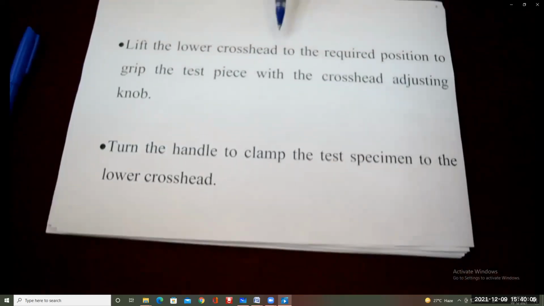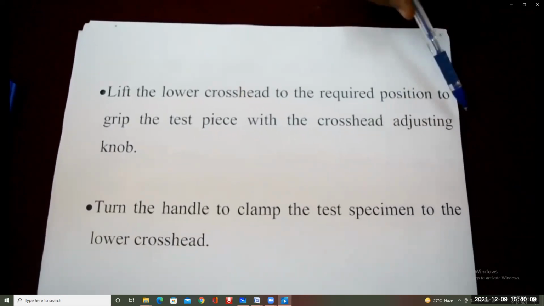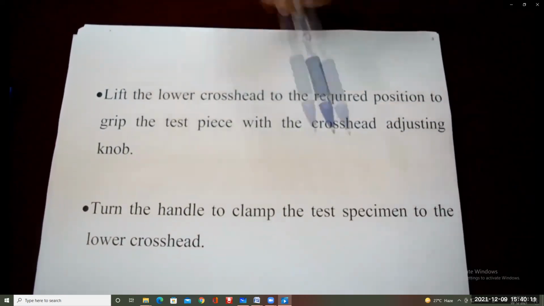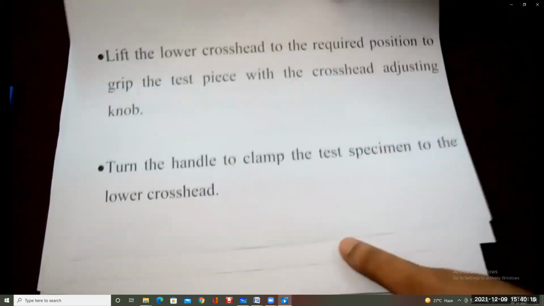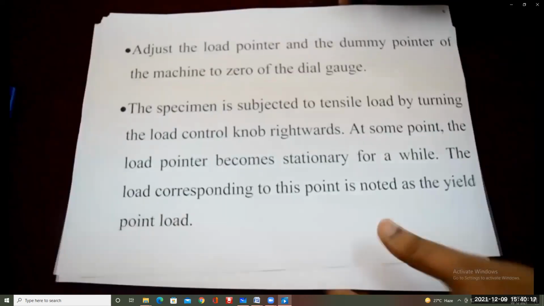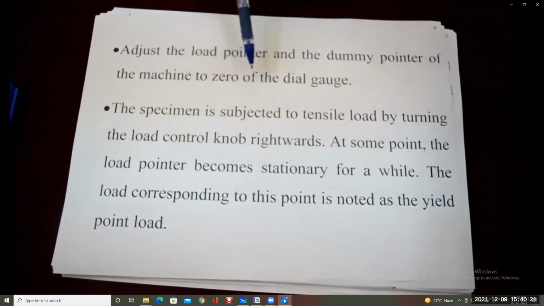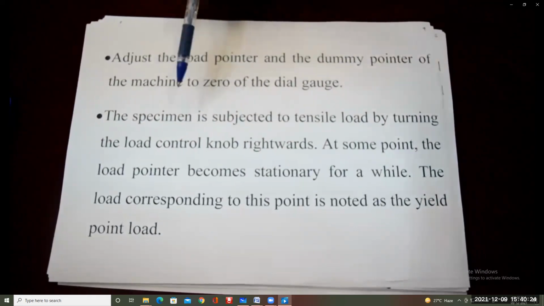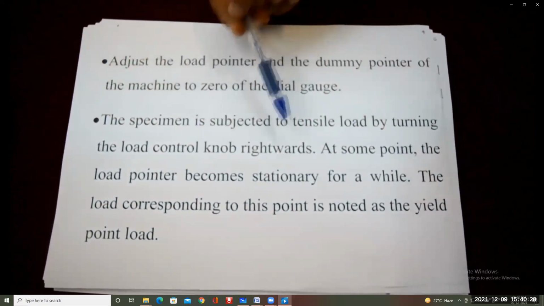Lift the lower crosshead to the required position to grip the test piece with the crosshead adjusting knob. Turn the handle to clamp the test specimen to the lower crosshead. Adjust the load pointer and the dummy pointer of the machine to 0 of the dial gauge. The specimen is subjected to tensile load by turning the load control knob rightwards.